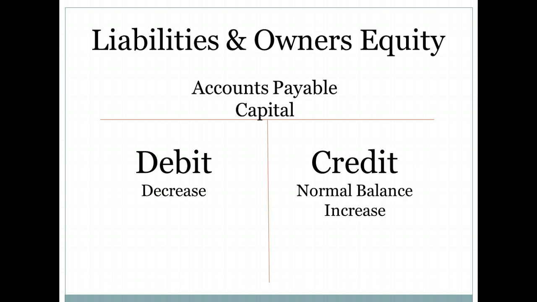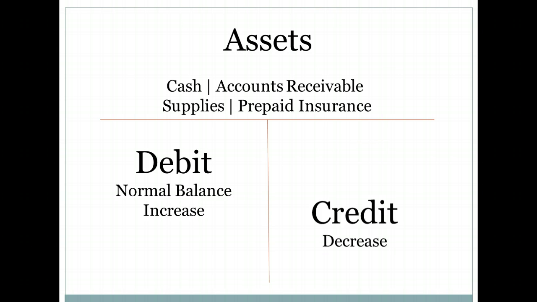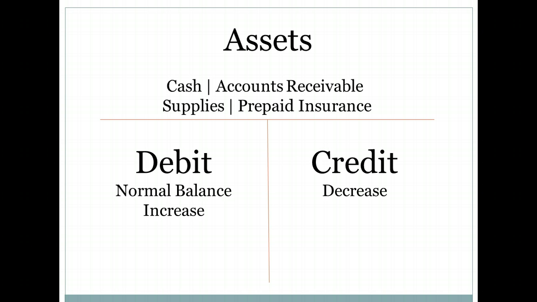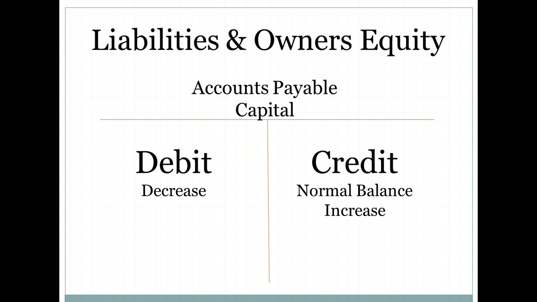So, quick review. Debit is the left side, credit is the right side. Assets have a normal debit balance, and that means that to increase them, it's always the normal balance side. So to increase an asset account, we would debit it. To decrease, we would credit it. Liability accounts are the opposite. Credit them for the normal balance, credit to increase them, debit to decrease them.